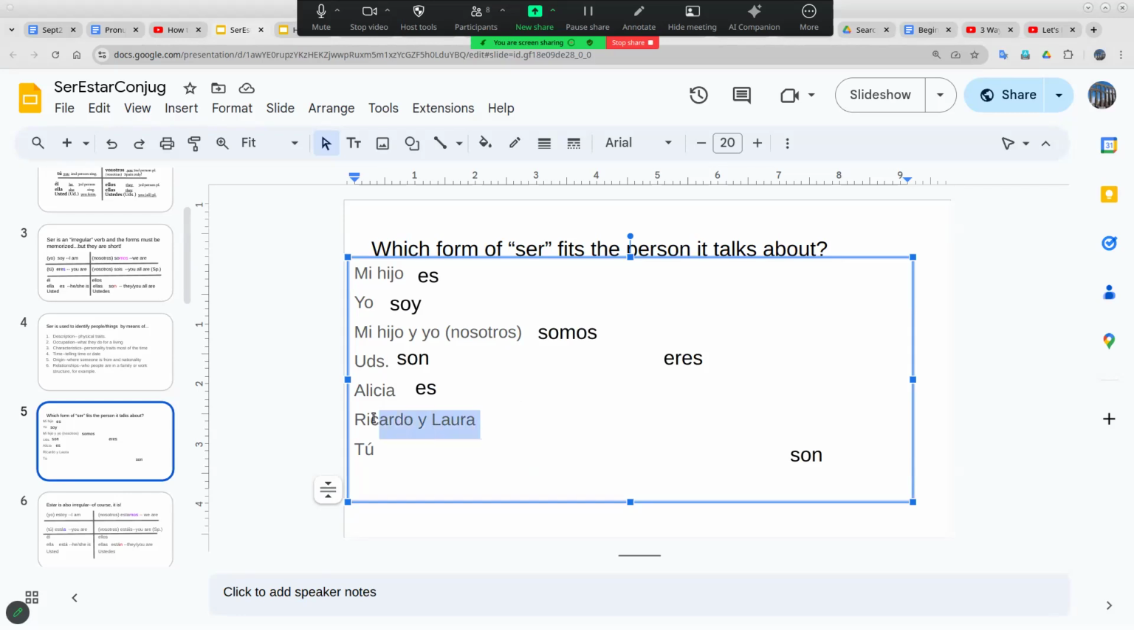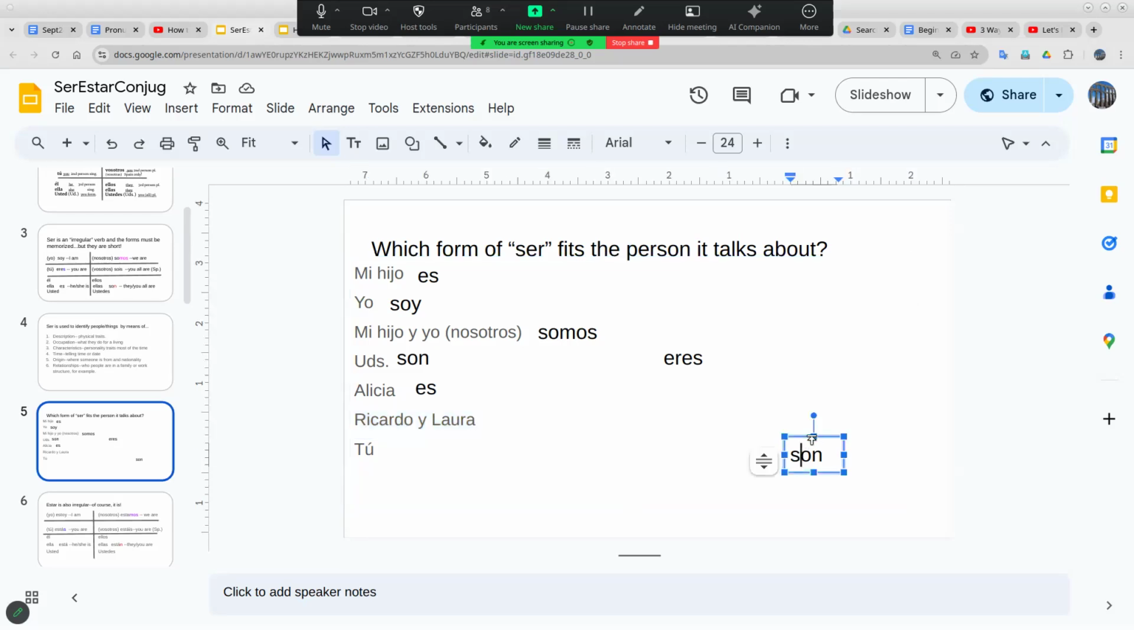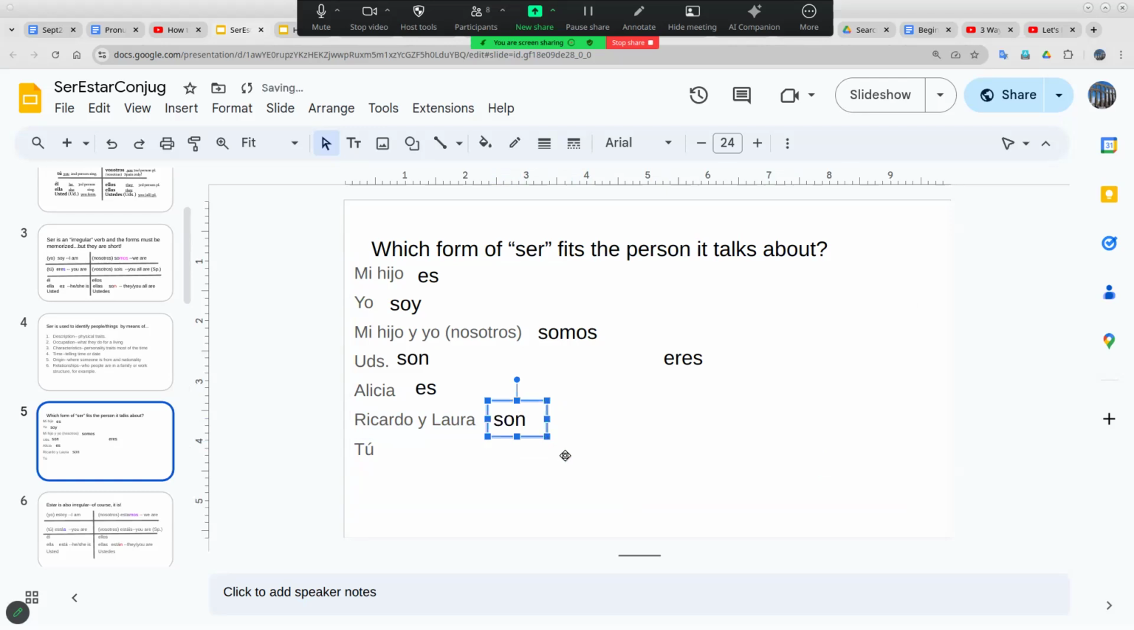Okay. If I have a group of a couple of people, Ricardo y Laura, well, it's easier now because I only have two things to choose from. Son. They are.